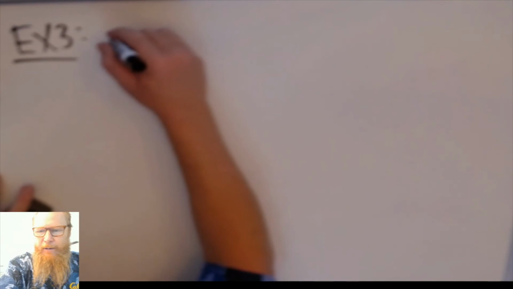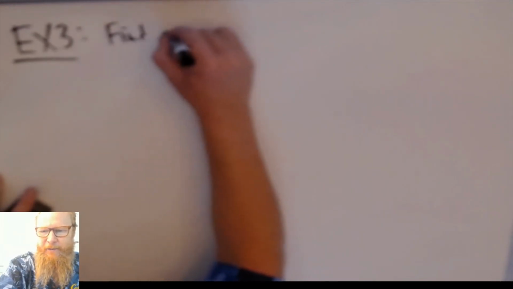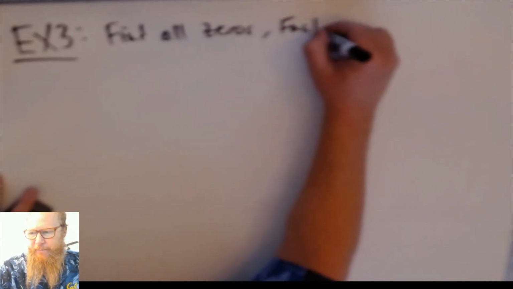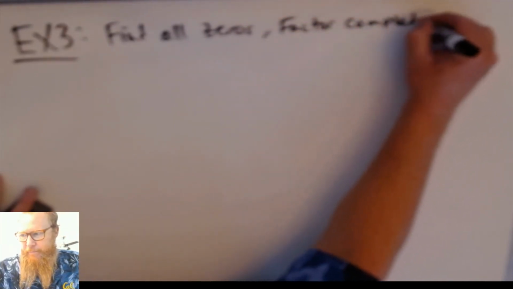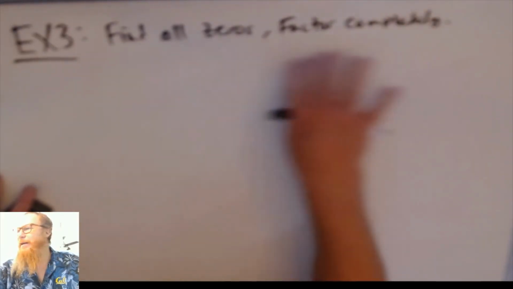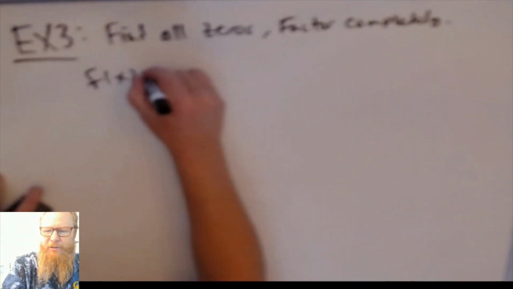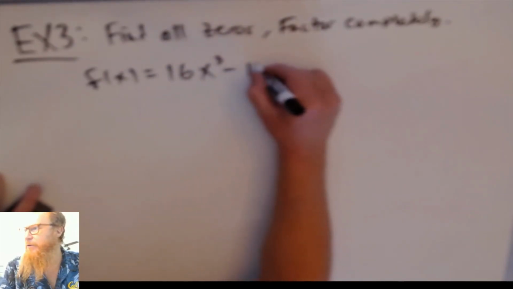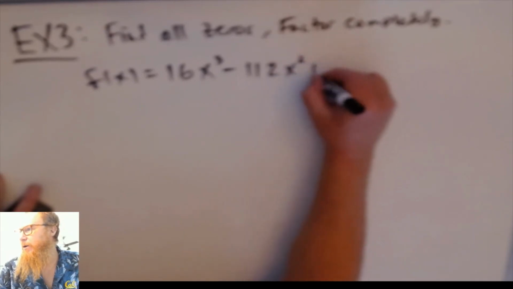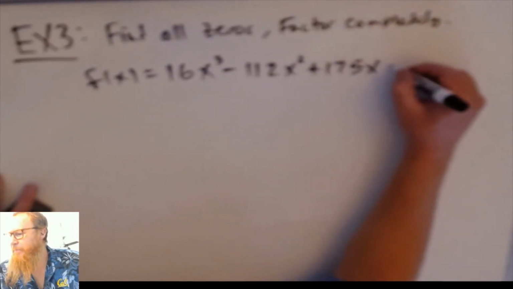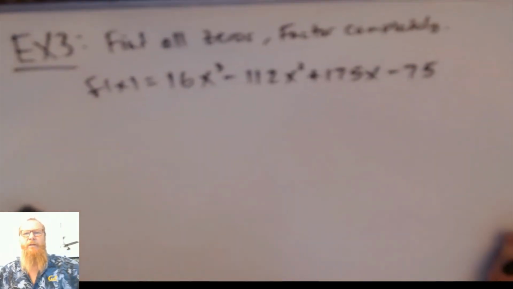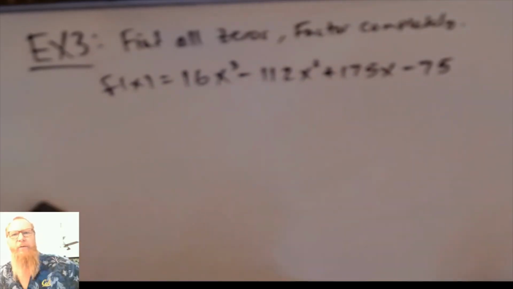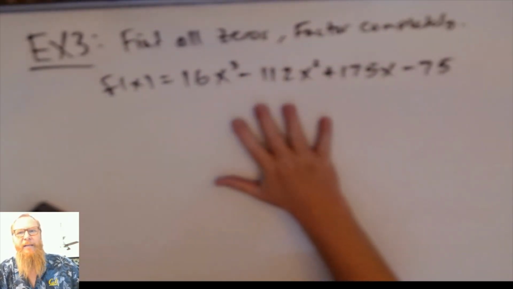All right, let's try one. So find all the zeros and factor completely. The order doesn't really matter. If you're going to factor, then you are going to know what all the zeros are. And if you are going to find all the zeros, then you are also going to know how to factor. But you do need to do both in some of the problems, although some of the problems only ask for one of these two things.